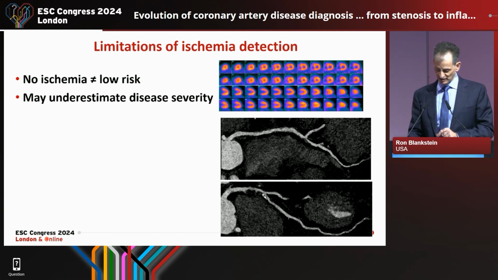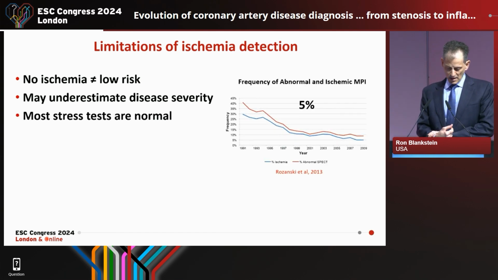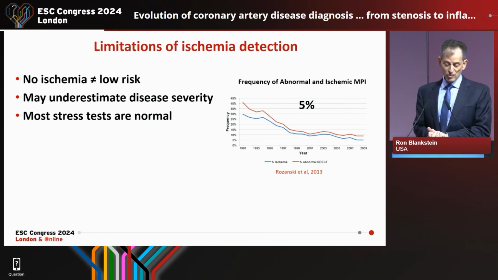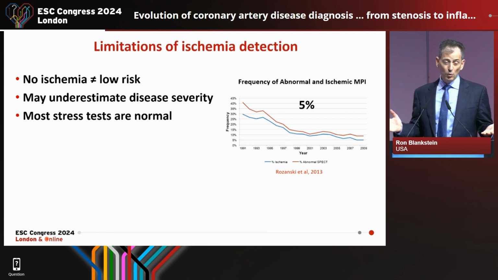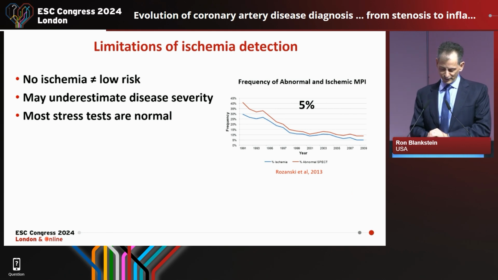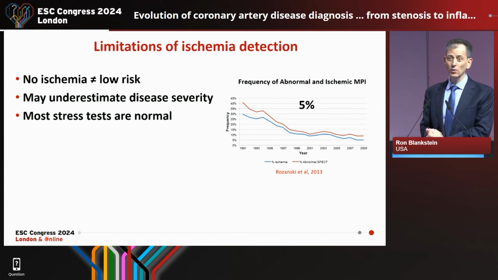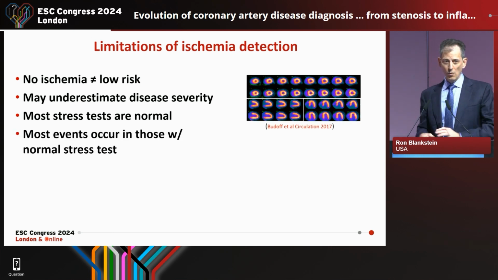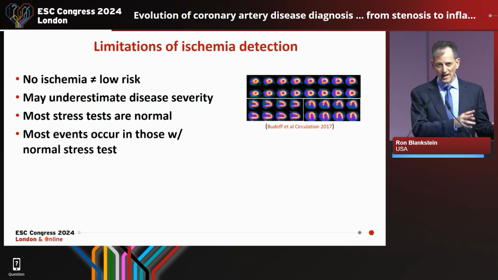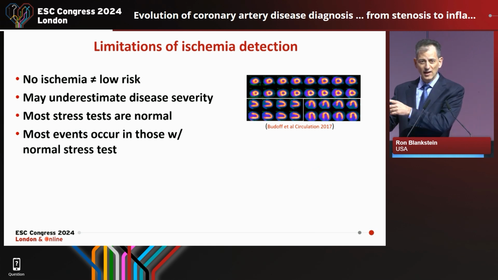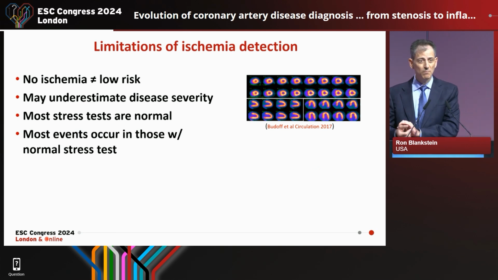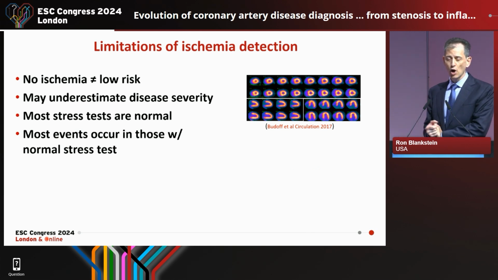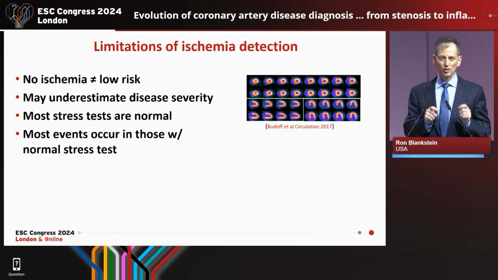So this is a consistent theme. The other very important point is that most stress tests that we do today are normal. This is a study from Cedars-Sinai in LA showing that 95% of stress tests for patients with stable chest pain are normal, 95%. And that is important because when we look at studies where patients had imaging and then went on to experience an event, we know that most cardiovascular events occur in individuals who had a normal stress test.